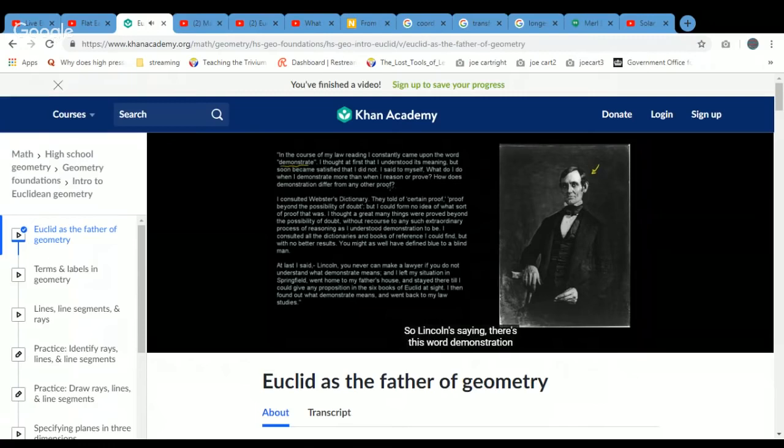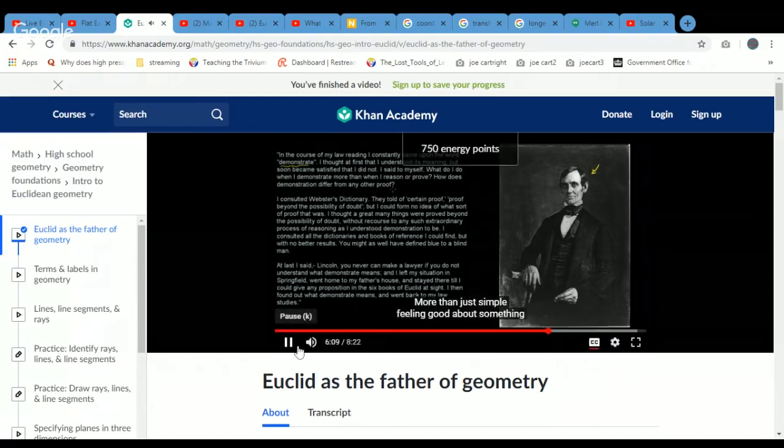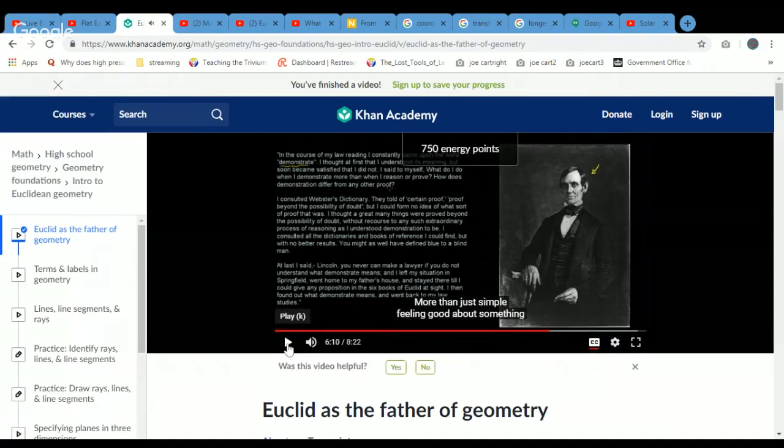So in Lincoln saying there's this word demonstration that kind of means something more, proving beyond doubt, something more rigorous, more than just simple practicality. You know, water doesn't bend. There's a demonstration. Verify it for yourself or falsify it. Self-evident demonstration of the natural world.